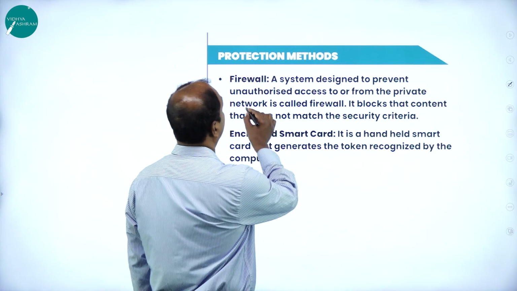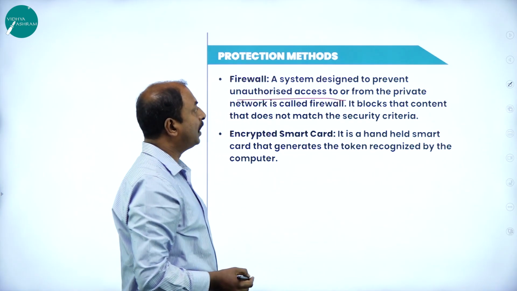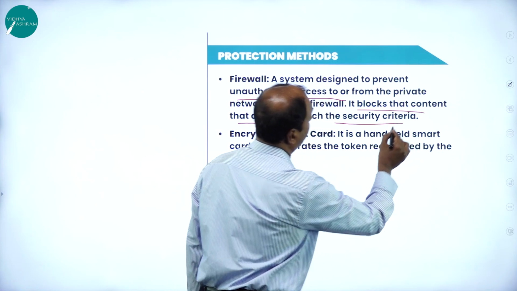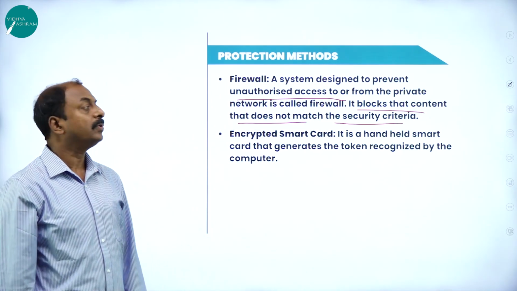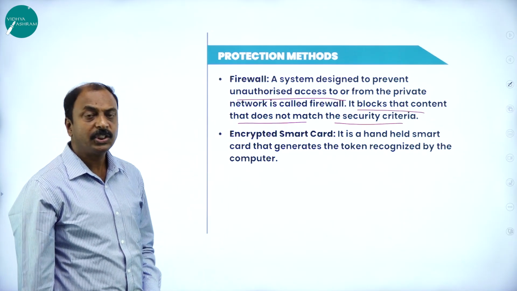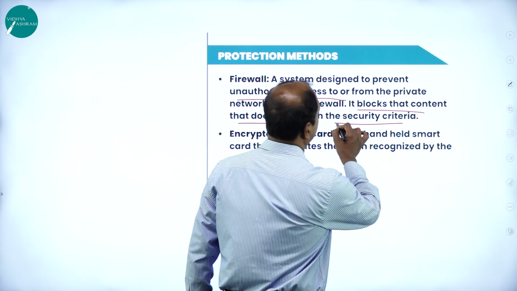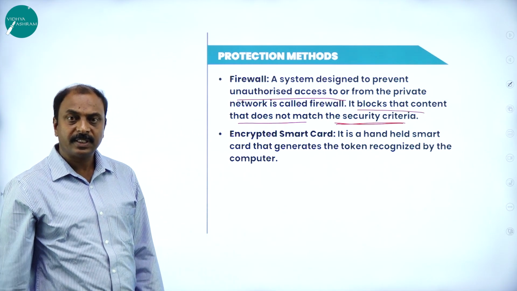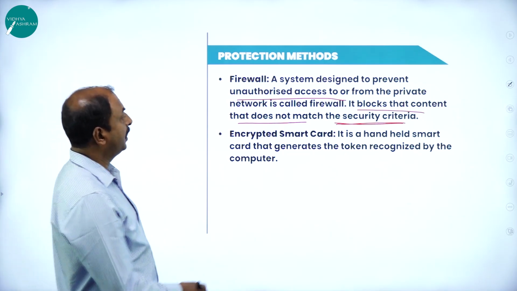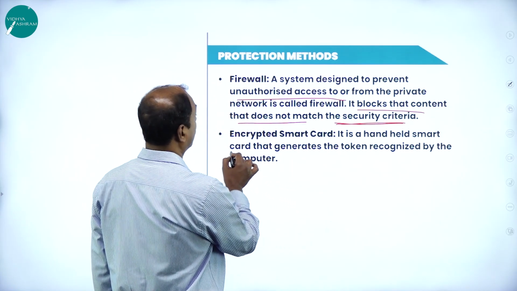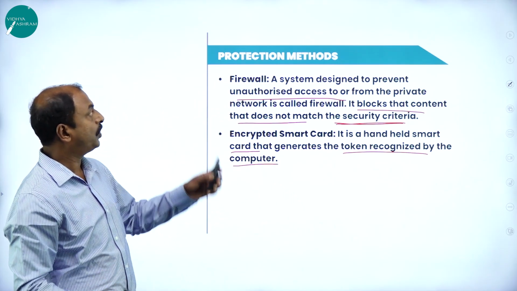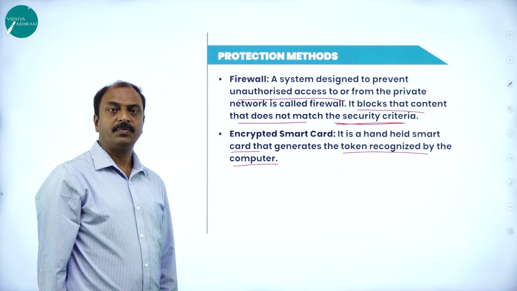Firewall is designed to prevent unauthorized access to the system from outside users. It blocks content that does not match the security criteria. Every network has its own criteria or security system, and anyone entering a particular network has to satisfy these criteria. Only then does the person, ID, email, or message get into the computer network. Now, the encrypted smart card is a handheld smart card that generates a token recognized by the computer. This is another type of protection from outside users within the network system.